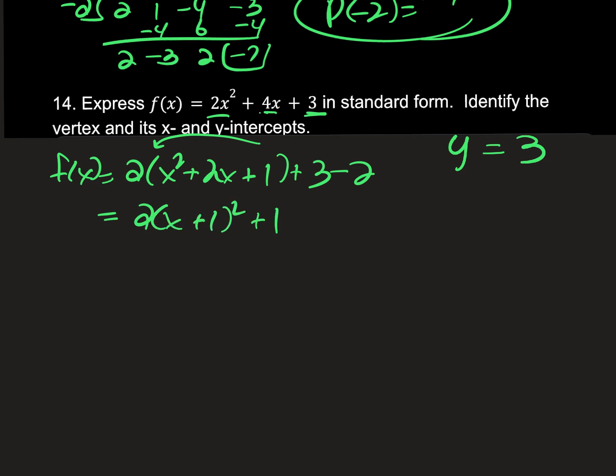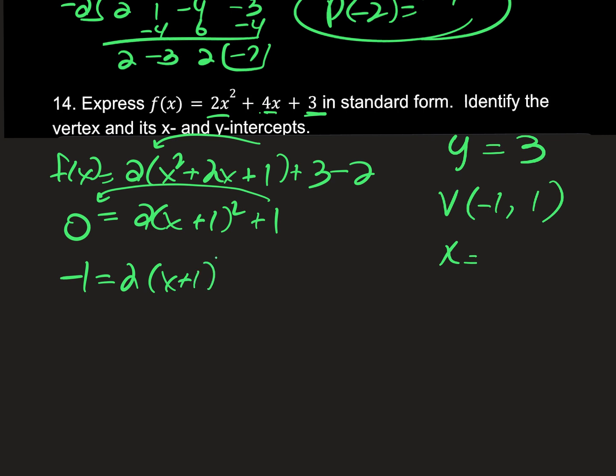And what standard form is good for, I know the vertex just by looking. The vertex is the opposite of what's inside, exactly what's outside. There's my vertex. All I'll have left is the x-intercept. The way you find the x-intercept, you put 0 in for the y. So I'm going to take the 1 and move it over. Negative 1 equals 2 times x plus 1 squared. I divide by 2. I'm done right here.